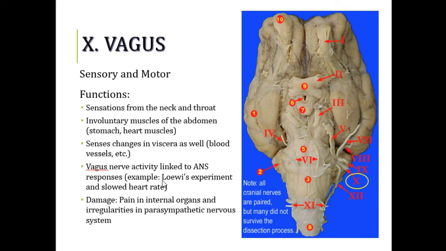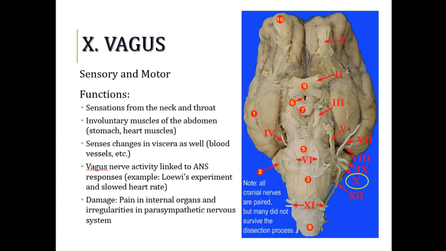So if we consider Loewy's experiment, which you may have talked about in other courses, Otto Loewy used frog hearts to basically discover the neurotransmitters, and he initially called them vagus stuff. So it was known for maybe a little under 100 years that if you stimulate the vagus nerve, it will slow your heart down.